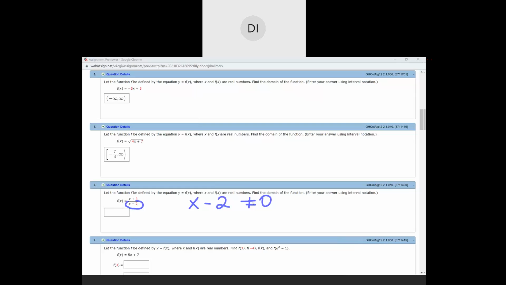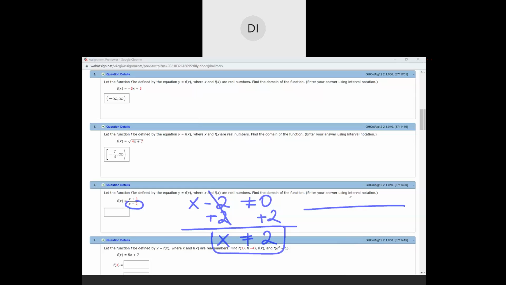That's why you have this restriction. And then you're just solving it the same way. You're going to add 2 to both sides to get x by itself. And this cancels, so you're going to have x not equal 2. And this is your domain. The domain is x could be anything but 2, right? Everything else but 2.